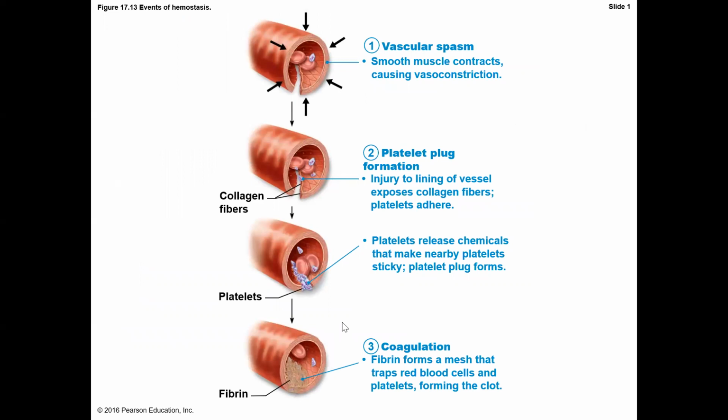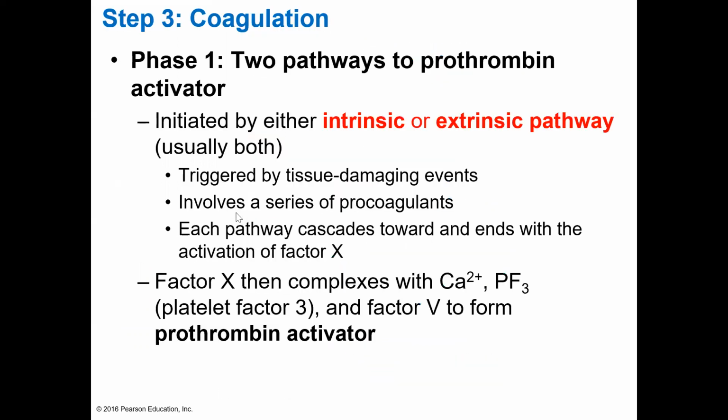So here are the steps. If you see here, you've got the vascular spasm. There is a cut. This diagram is a really nice one. And then the platelet block formation. Then the platelets will release a chemical that makes nearby platelets sticky. And then the coagulation cascade will start. There are two pathways, intrinsic and extrinsic, to form the clots. Either of them is usually triggered by tissue damage.